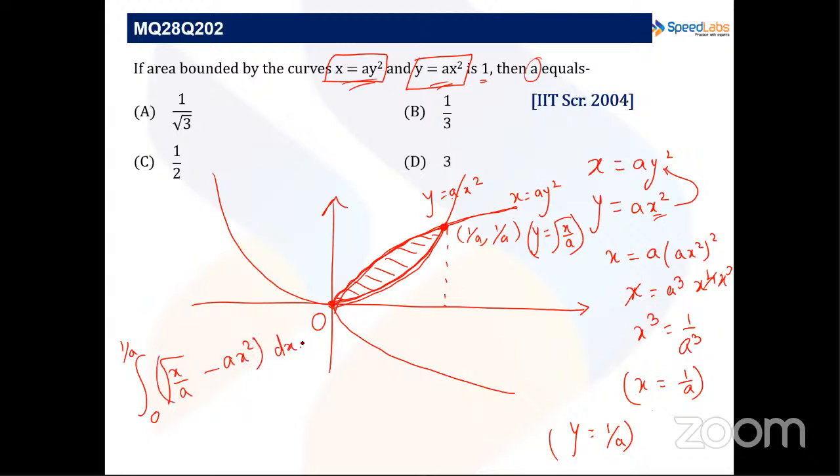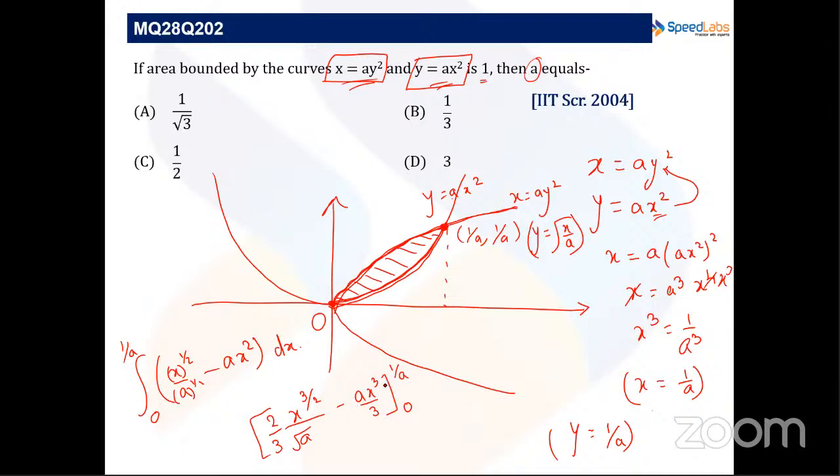dx. Applying the basic integration, this is x to the power 1 by 2 upon a to the power 1 by 2. So x to the power 1 by 2 integration will be x to the power 3 by 2 upon root a and 2 by 3, minus a x cube by 3, and putting the limit 0 to 1 by a.